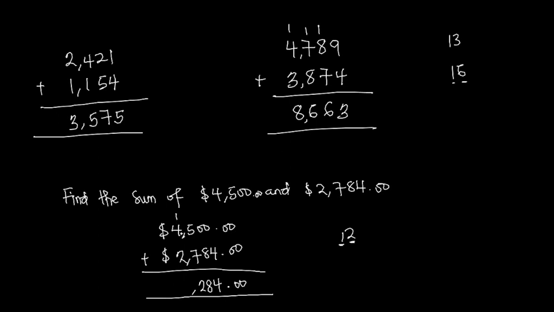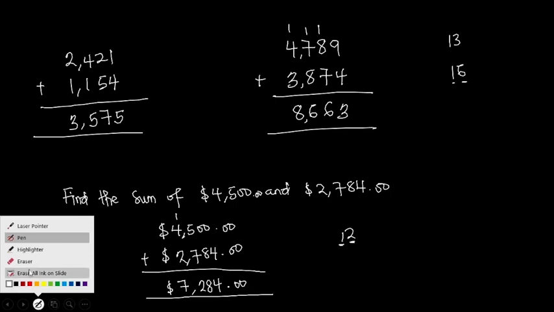Now I have 1 plus 4, which is 5. 5 plus 2, that is 7. So I bring my dollar sign over here. So it means the sum of $4,500 and $2,784 is equal to $7,284. All right, so let's have a look at more examples.